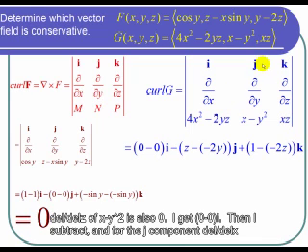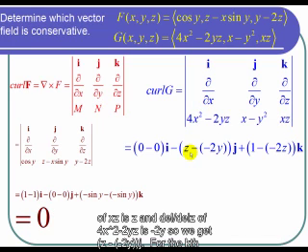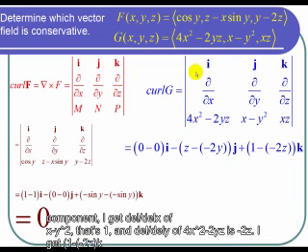Then I subtract, and for the j component, del over del x of xz is z, and del over del z of 4x squared minus 2yz is negative 2y. So we get z minus negative 2y times j. And then for the kth component, I get del over del x of x minus y squared, and that's 1. And del over del y of 4x squared minus 2yz is negative 2z, so I get 1 minus negative 2z, k.